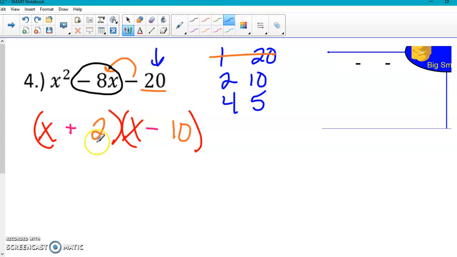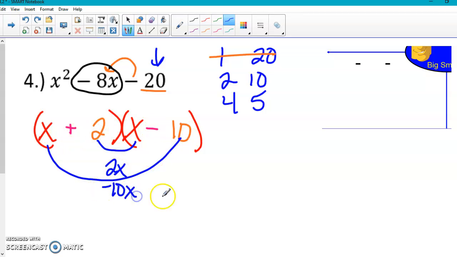So here we go. Little smile, 2 times x is 2x. Big smile, x times negative 10 is negative 10x. If I combine those together, 2x minus 10x gets me a negative 8x. Boom, which is exactly what we needed. We needed a negative 8x.